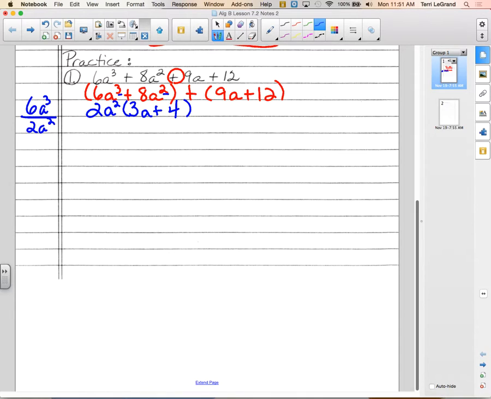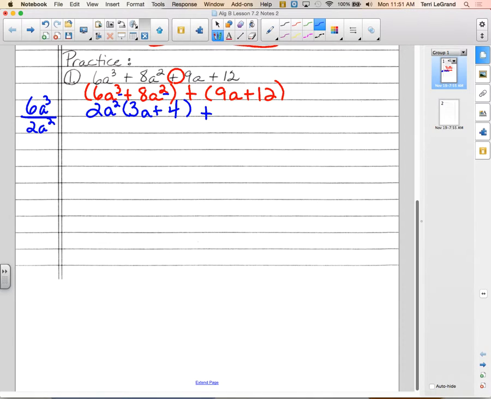I would stop right there and do some mental math, distributive property. If you took 2a squared times 3a, would it take you back to 6a cubed? If you took 2a squared times 4, would it take you back to 8a squared? So that's kind of how you can check also. Okay, what's going to come down next? The plus sign, that's between the two groups.